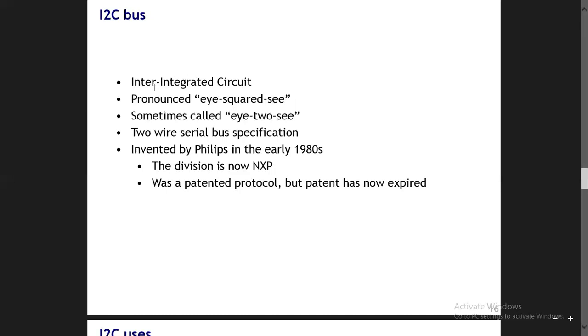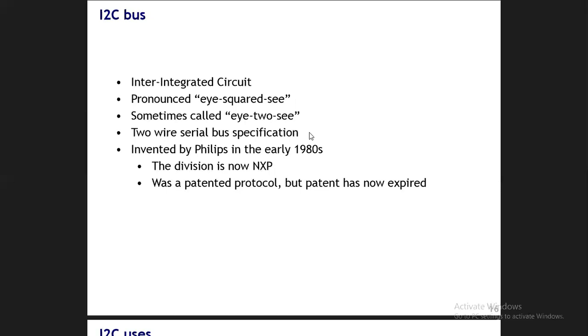So I2C is another very important synchronous serial communication protocol used in embedded systems. It's a two-wire serial bus specification. If you remember in the SPI case, we found out that there are four communication lines used between the SPI master and the slave. But in the case of I2C, we have a two-wire serial bus specification. So it means we have only a couple of wires that need to be connected between devices to establish communication.